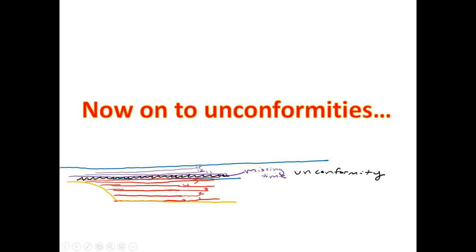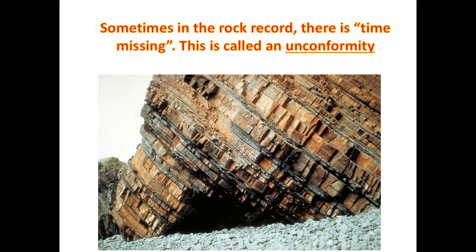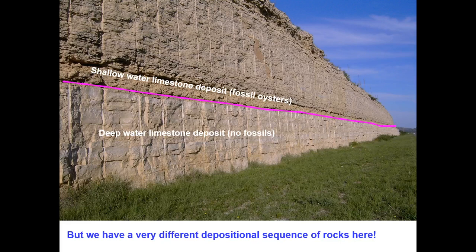Okay, so that's a little introduction to that. Let me go through this in greater detail. So if you look at an outcrop of rock strata, you see all the different rocks here, all the different layers, and every layer represents a different time. Do you think that every rock from every age was necessarily preserved? Okay. And the answer is no. Sometimes there's missing time. And that missing time is called an unconformity. Now, how do you know that there's missing time? Well, we're going to go over that now.